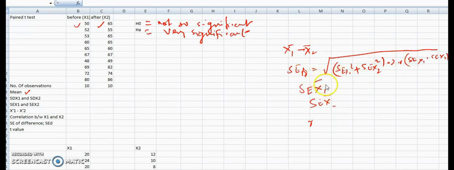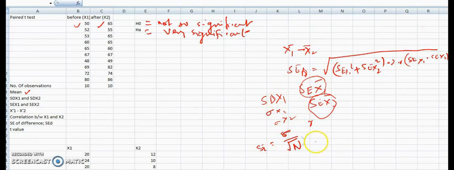To calculate the standard error for x1 or x2, we have to know the standard deviation of both x1 and x2. Standard deviation is represented as sigma x1, sigma x2, and has to be determined, because standard error is equal to the standard deviation, that is sigma, divided by the square root of n, where n is the number of observations. The number of observations of individuals is 10. So we have to calculate these things first. So now let us find the mean value of them.